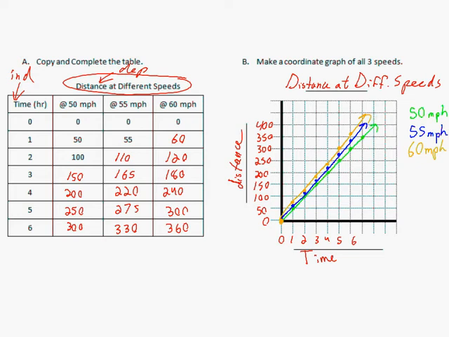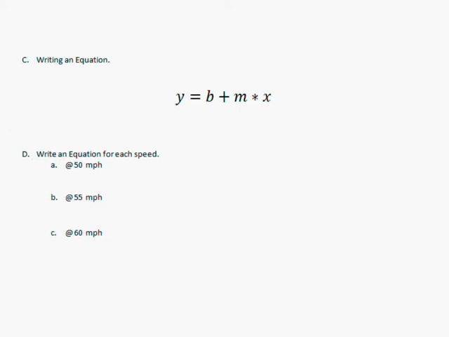Let's look at writing some equations. So, writing an equation. This is the general form that all the equations in these units are going to cover. Now, let's talk about what each one of these letters represents. The x is the independent variable, because it is on the x-axis. The y is the dependent variable.